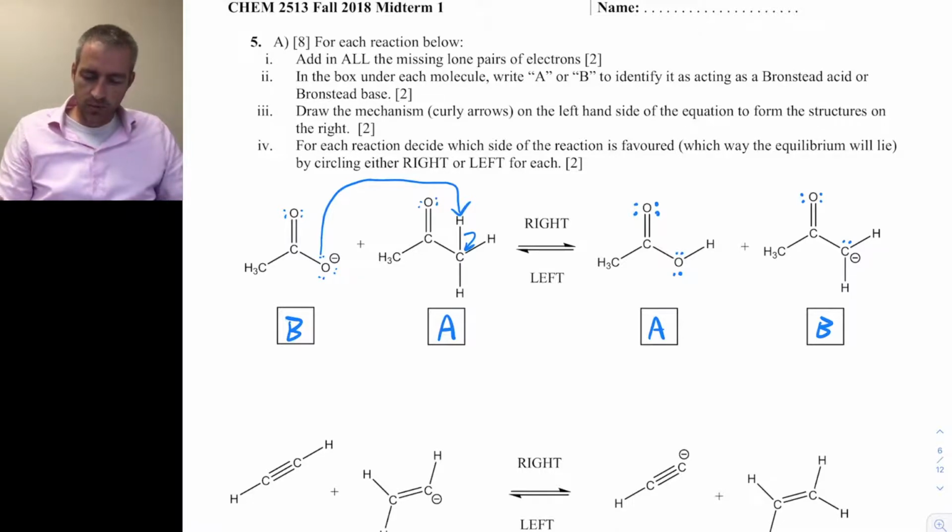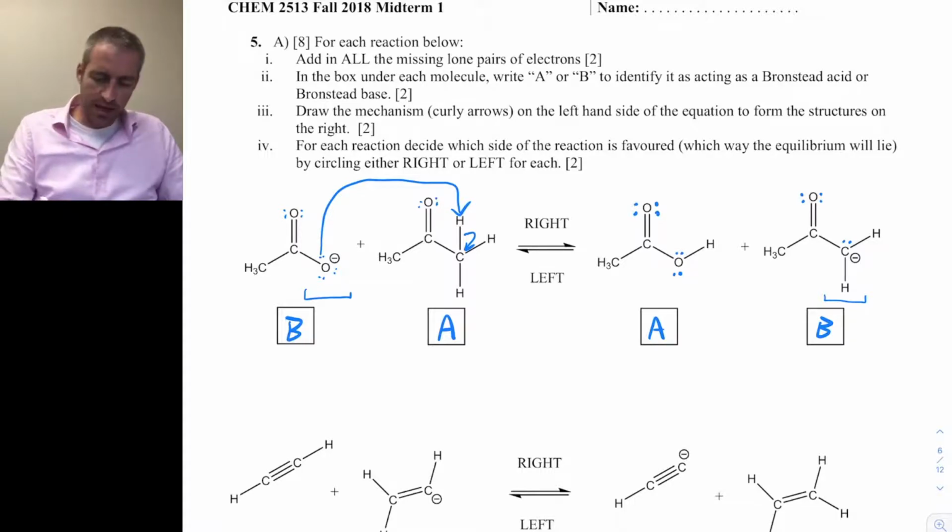And lastly, decide which one is favored. So basically what we do is we find out which side has the stronger acid or the stronger base. The side with the stronger acid or stronger base will be disfavored. So looking at the two bases here, we have either an oxygen-centered anion with resonance, or we have a carbon-centered anion with resonance. Oxygen is more stable, so the stronger base will be on the right-hand side.